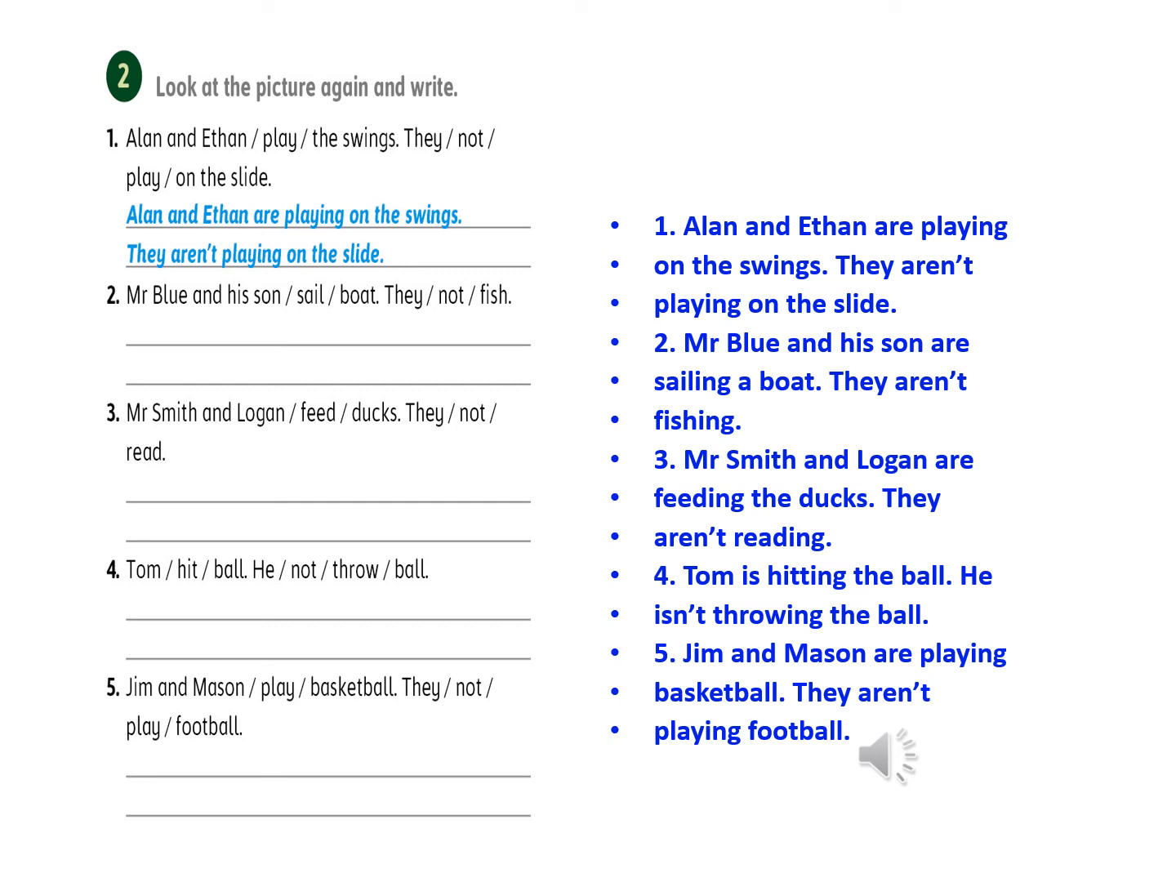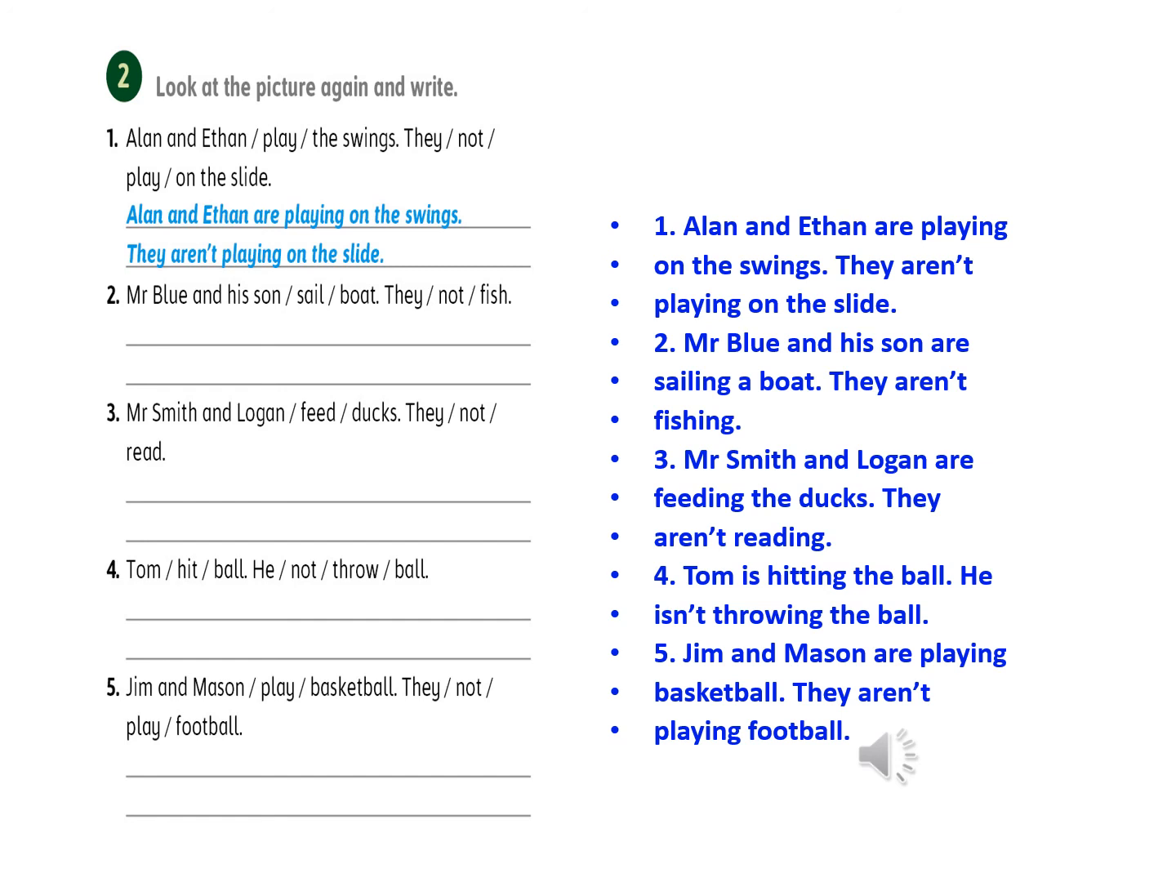Look at number 4. Tom is hitting the ball. Tom will take the verb to be is because Tom is singular, he. Tom is hitting the ball. He isn't throwing the ball. We use isn't and we use the ending ing. We will add the ending ing to the verb throw.